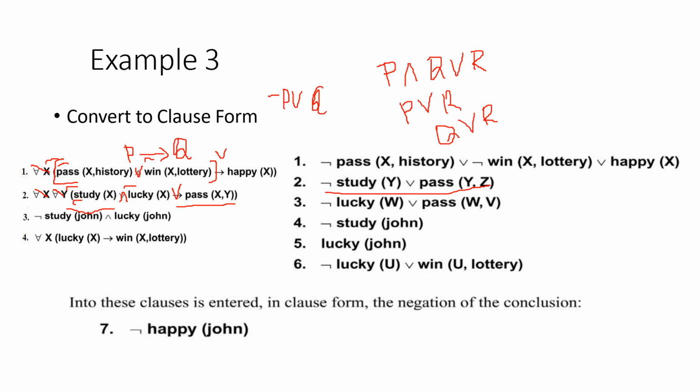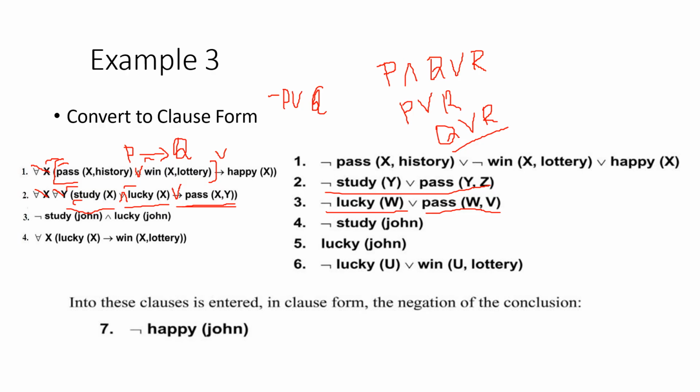Then next is q or r. So q is not lucky x, so not lucky x or r is pass x comma y. Here also we are giving a unique variable name. So this will become not lucky w or pass w comma v.